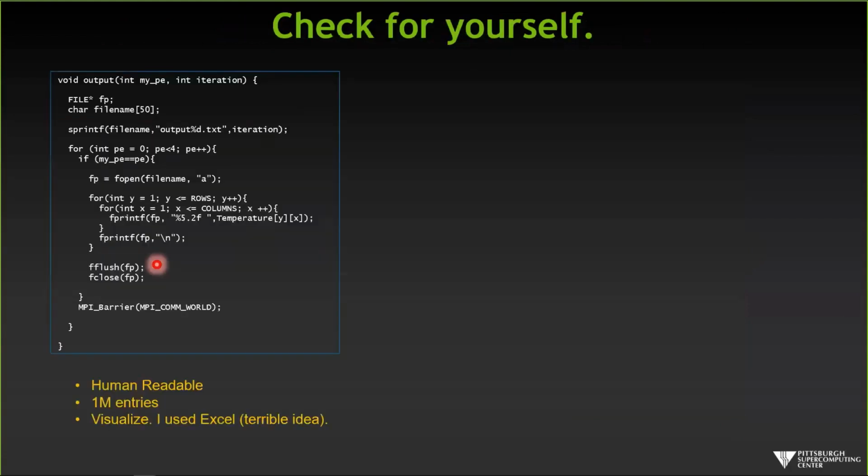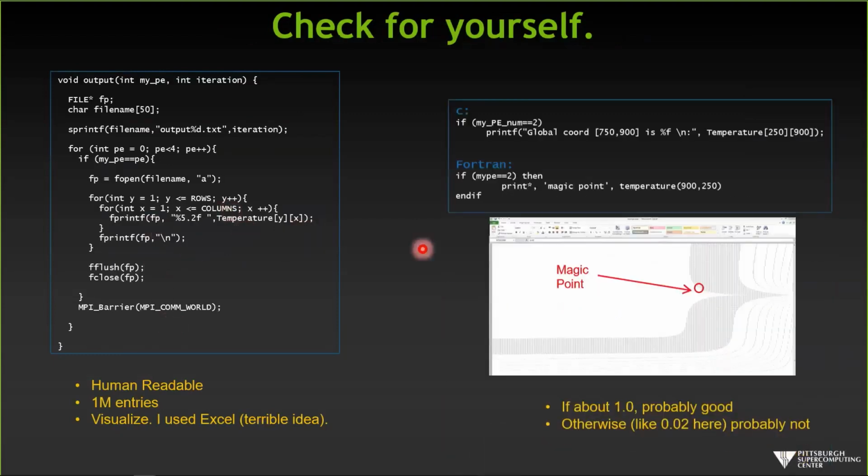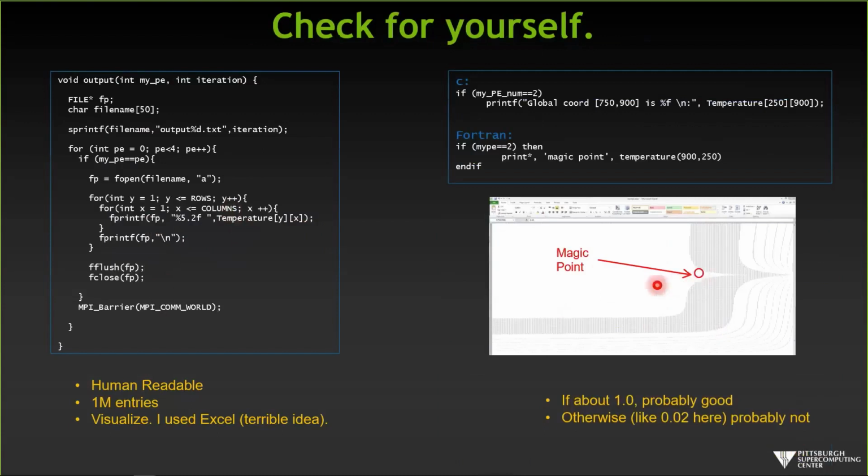So here's a quick way you can check for yourself. Pick a data point. I picked one that's along that corner here. I picked a data point right here, and I just look at that and say, is it the right value? Does it correspond to what we get in the serial code? That's one easy way to do it. I mean, you could dump the whole thing out and look at it. It's a million entries. It's not that hard. You can visualize it yourself pretty easily.